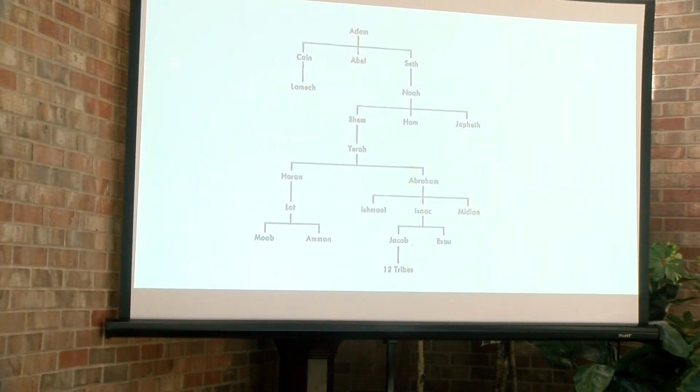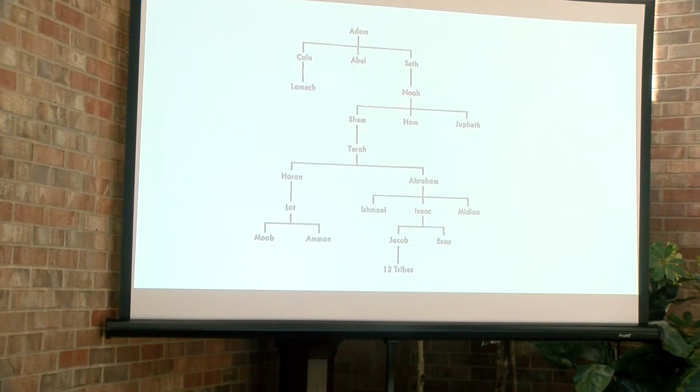This shows all the way from Adam. I just want to go through this very quickly. The three sons of Adam that we know are Cain, Abel, and Seth. Of course, Abel is dead. Cain had to leave. Seth is the ancestor of Noah. From Noah, we get the three sons that I've mentioned before, Shem, Ham, and Japheth. And Shem is the one that leads to Terah.